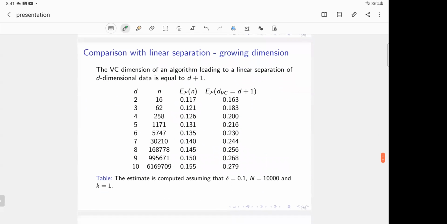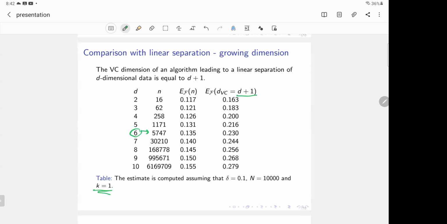So in the last slide, I would like to show a comparison of the separation using random projections with linear separation when the dimension of the data is growing. So here we would like to consider a comparison with an algorithm that gives a linear separation of d-dimensional data, and we know that its VC dimension is equal to d plus 1. And for each d, we assume that k equal to 1 is enough to separate data successfully.